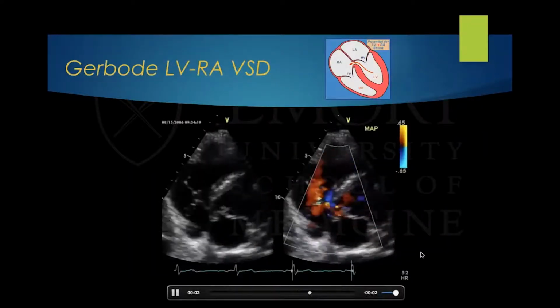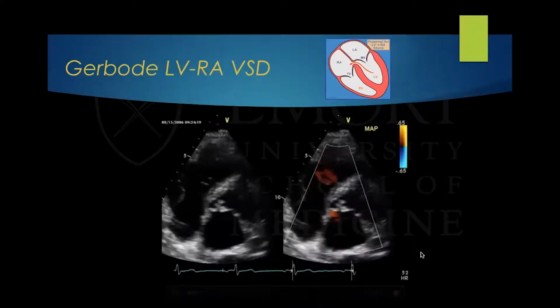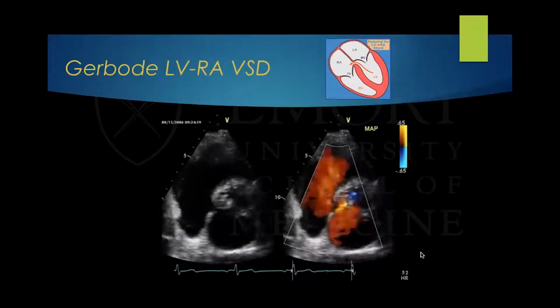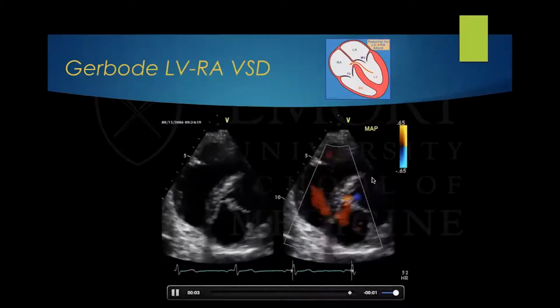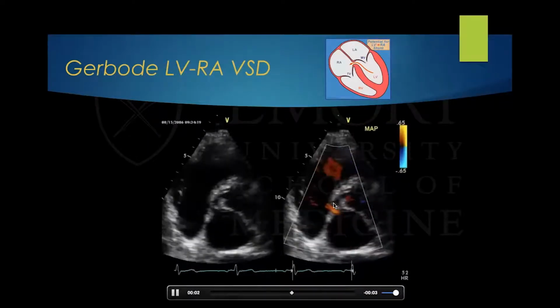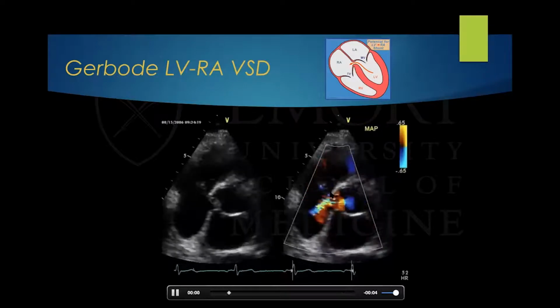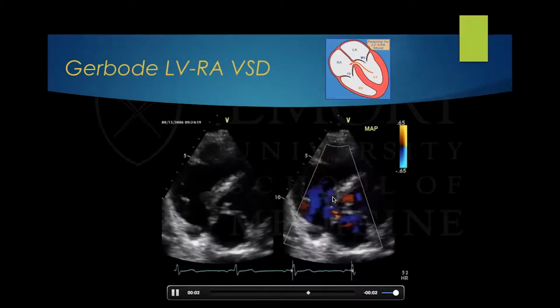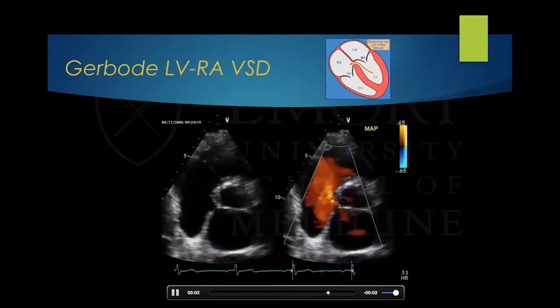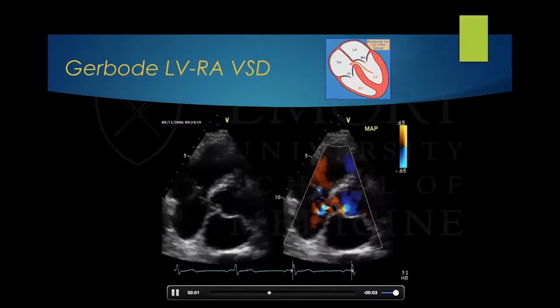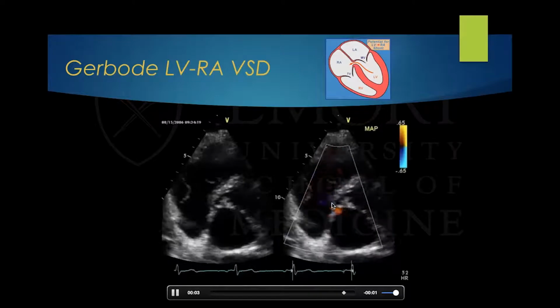And the last type of VSD is very rare, and it's called Gerbode VSD. It's a VSD that is allowed by the tricuspid valve being apically displaced normally. Then you will allow the left ventricle to shunt into the right atrium, which is seen in this area here.